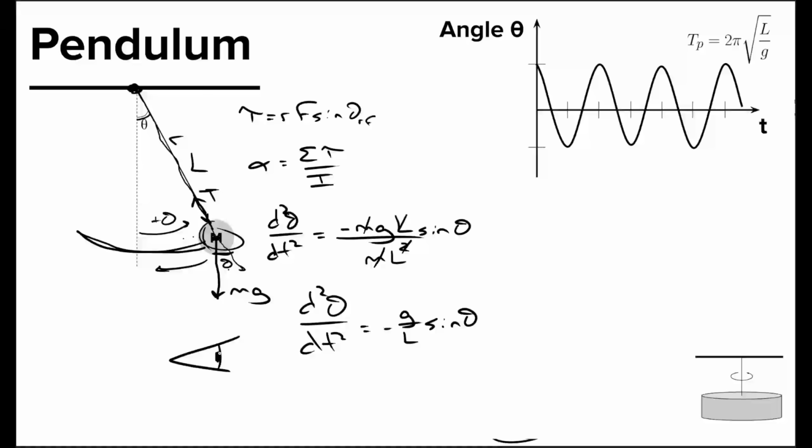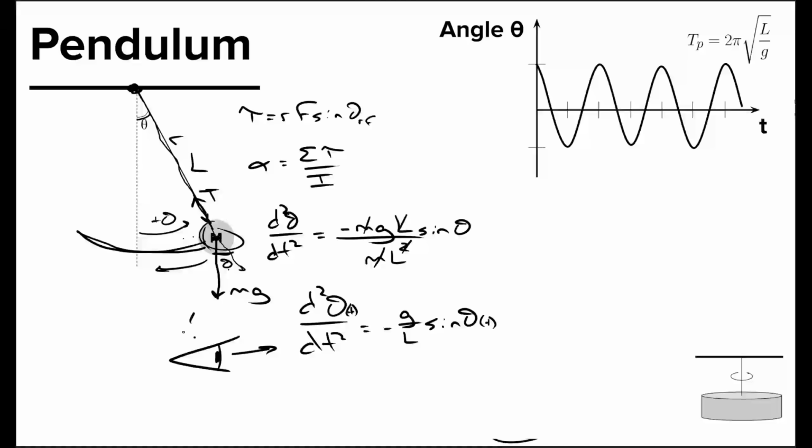We look at it, we go, ooh, look at that. And then you're like, huh? That's not a simple harmonic oscillator equation. The simple harmonic oscillator equation is the second derivative of some function equals negative a constant times that function, not times sine of that function. Okay, here's where we get a little sketchy.